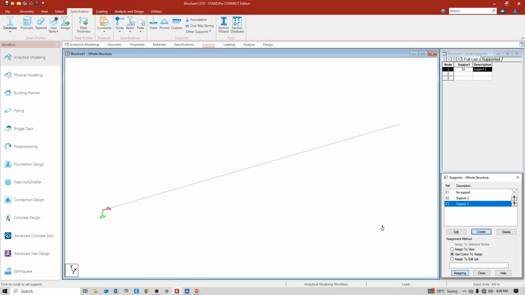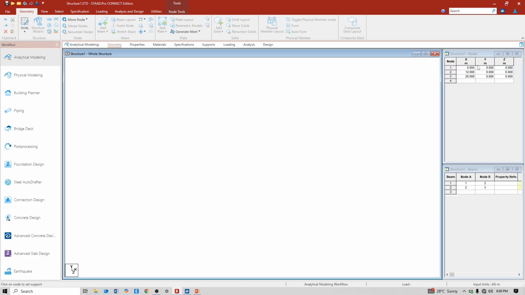I am not able to see the node here. So for that, press Shift K, first escape, then Shift K. See, nodes are now visible. Now click support 3, click use cursor to assign. Node 2 is at 12-meter distance from point A, and node 3 is at 20-meter distance from point A. Put your distances in StaadPro from point 0.